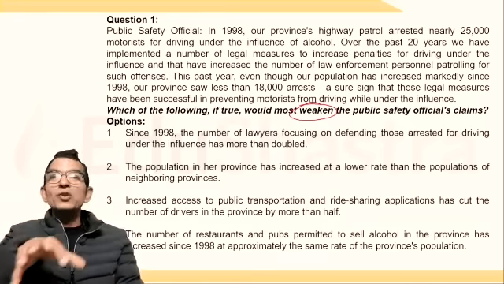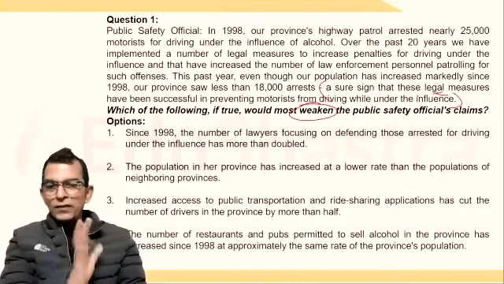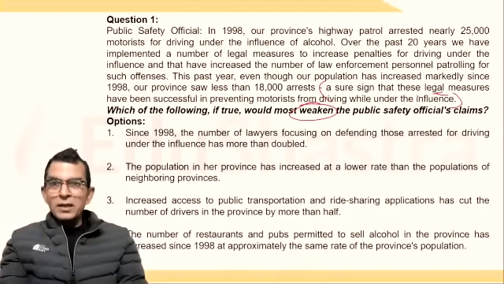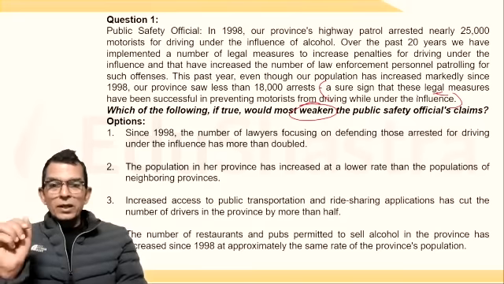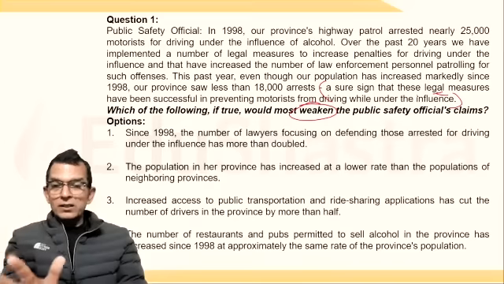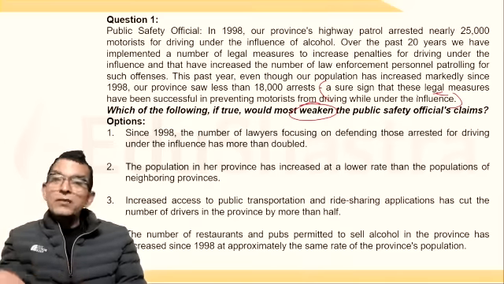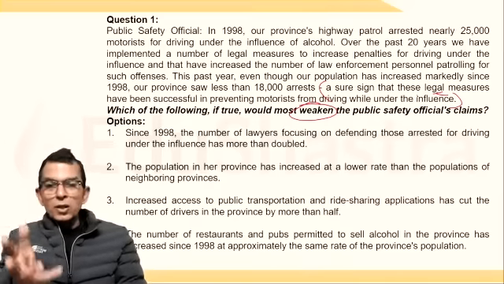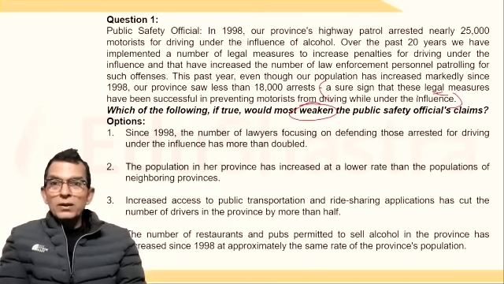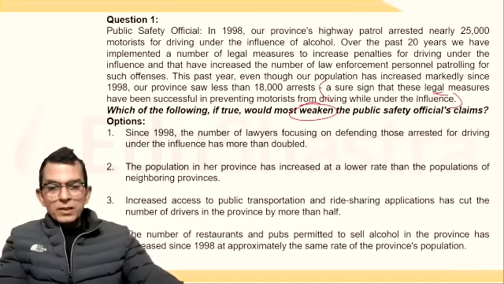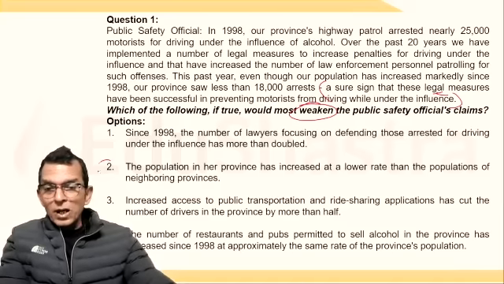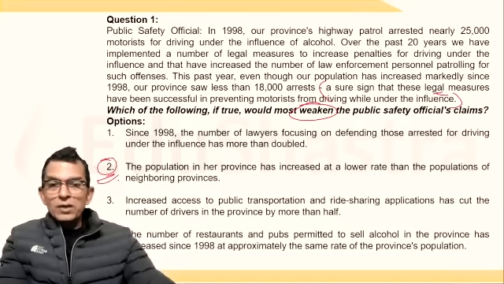The population in the inner province has increased at a lower rate than the populations of neighboring provinces. No effect. Just because it has decreased, it does not mean people have started drinking less. Even then it is increasing. See, the population is still increasing, which means if they drink at the same level also, the numbers should go up. We cannot say for certain that drinking has gone up or down. So we cannot find a reason that legal measures have actually worked.